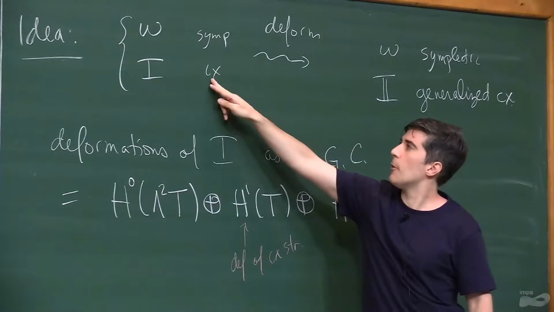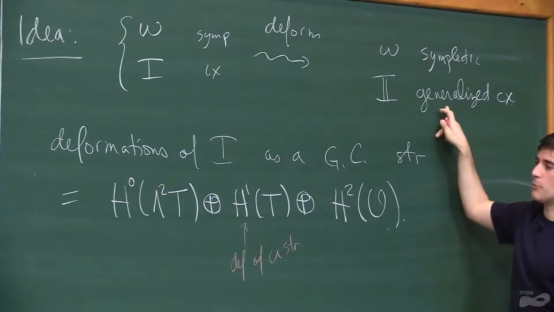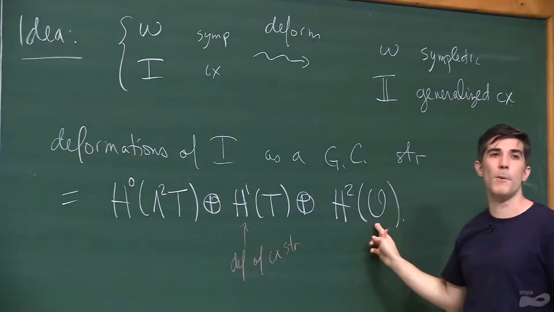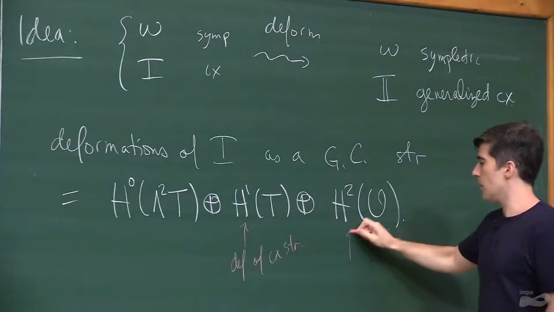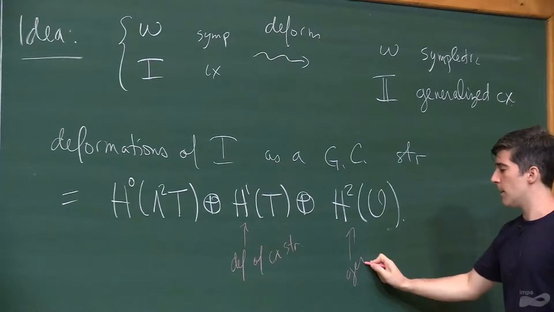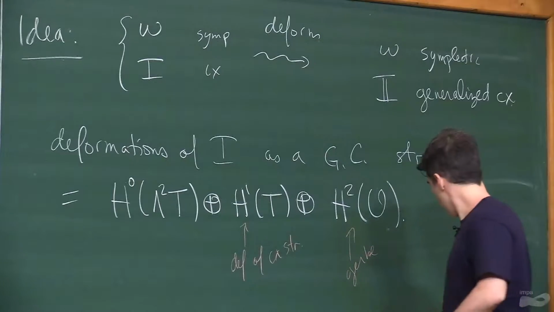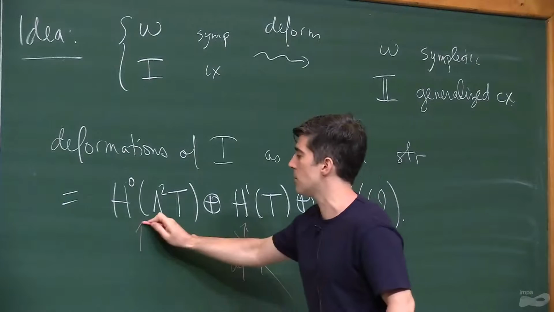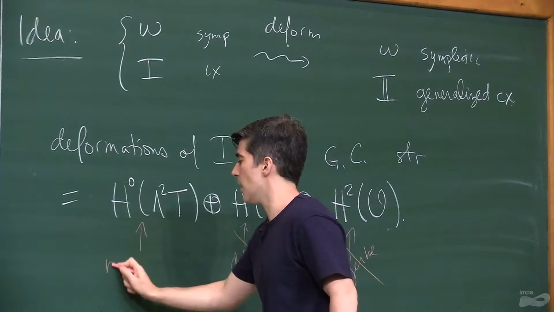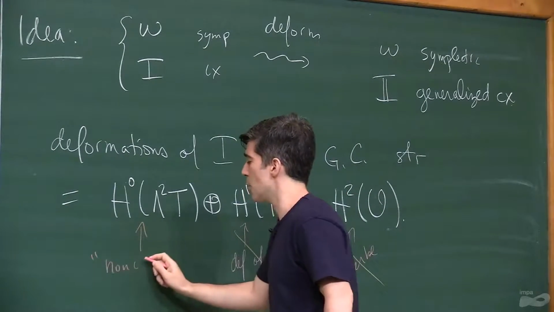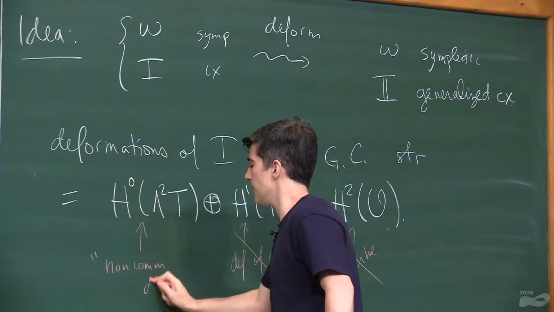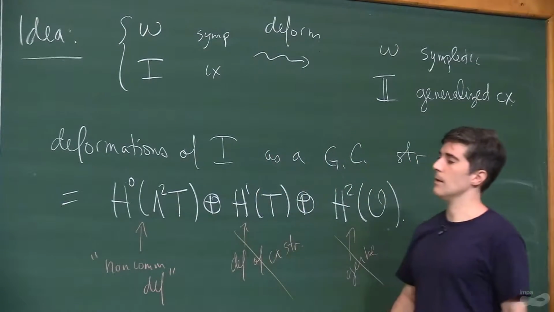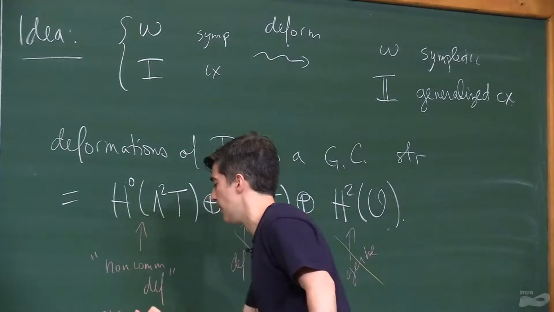But I'm going to deform this to a generalized complex structure, and so there are two additional components that we can deform in. This is the gerbe, which I'm not going to focus on, and I'm not going to focus on this. I'm going to focus on this. This is the non-commutative, in quotation marks, deformations. And this is the Poisson structure, sigma.